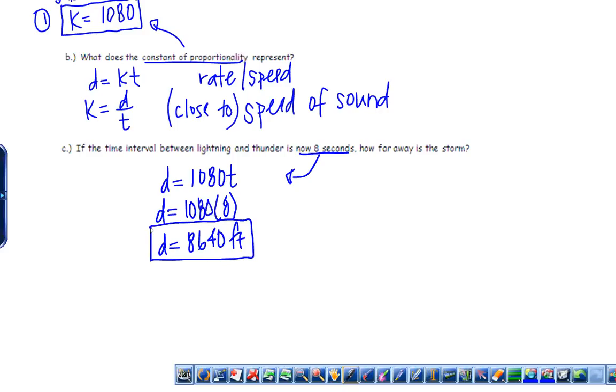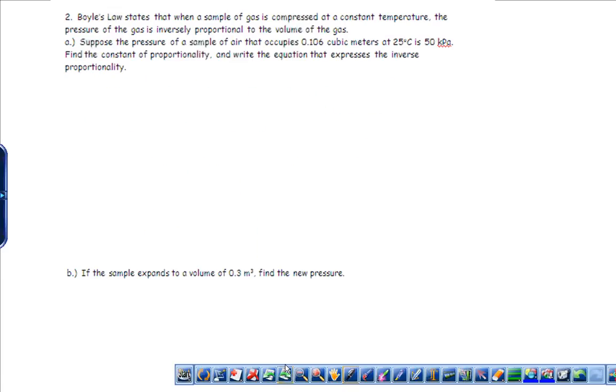Let's move on to number 2. Oh, we're throwing in some science here. So Boyle's law states that when a sample of gas is compressed at a constant temperature, the pressure of gas is inversely proportional to the volume of gas. Okay, so inversely proportional. So I'm going to go ahead and write down that y is equal to k over x. That's my inverse.